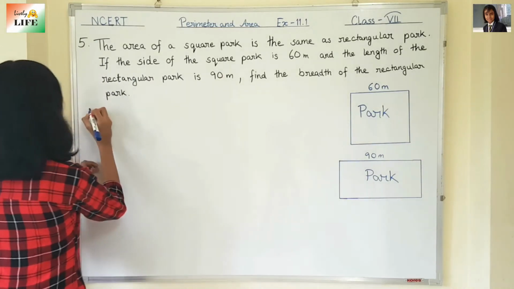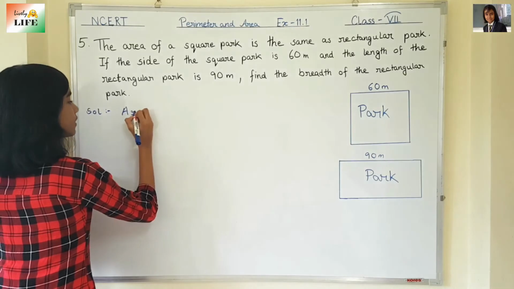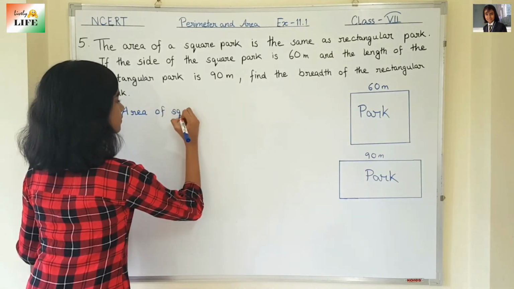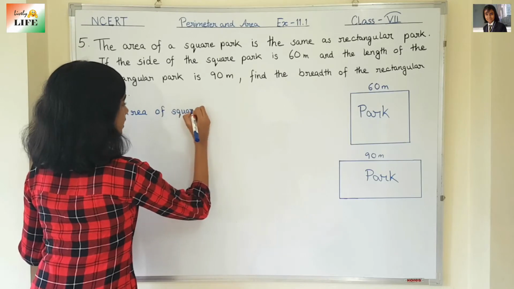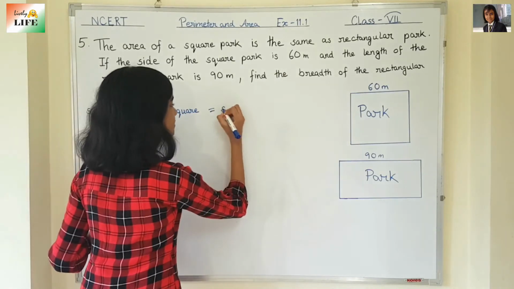So, area of square park. Area of square is side into side.